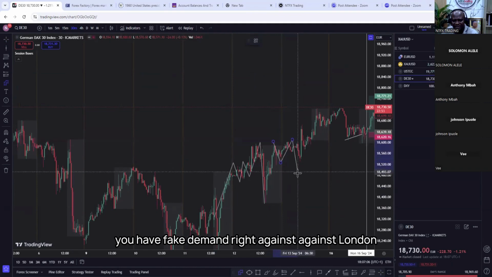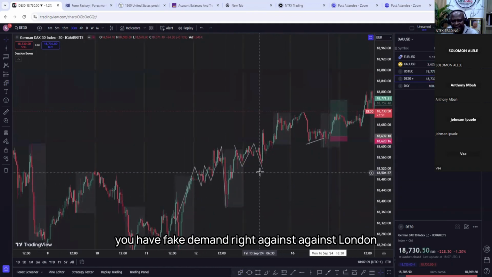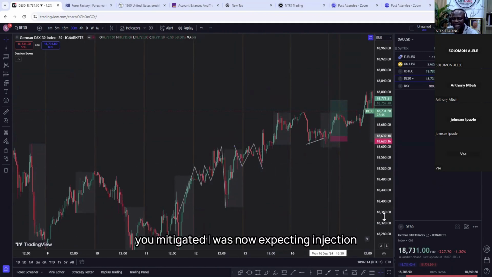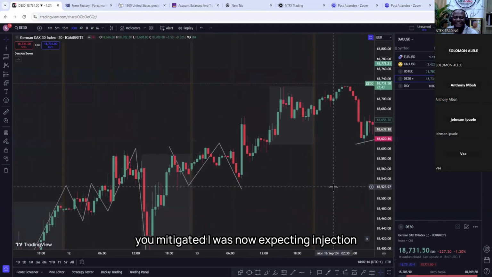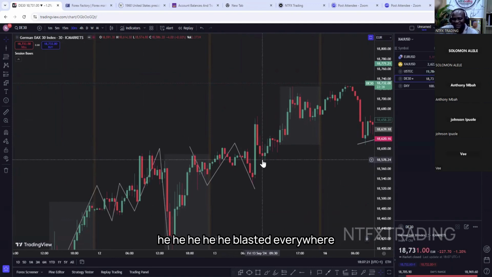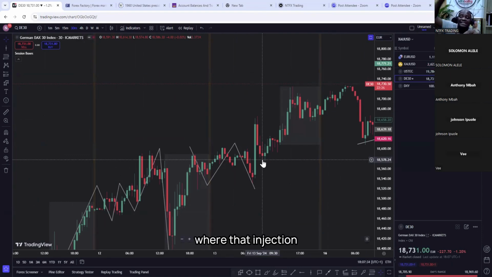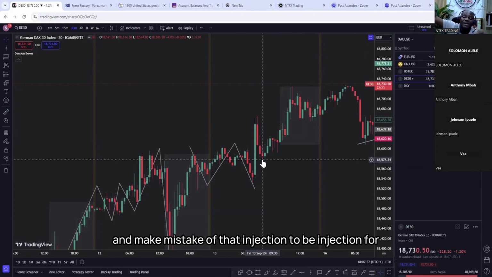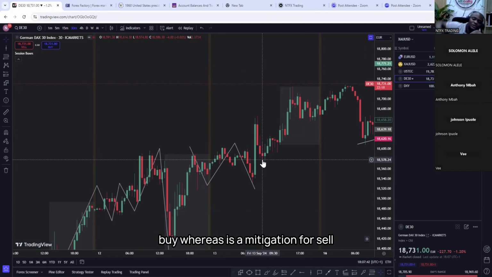You have fake demand, right? Against London, yes sir. You mitigated. I was now expecting injection. Do you see injection? It blasted everywhere. So after the injection blasts everywhere, in as much as you know that the level where you are is not a supply zone, don't make the mistake of treating that injection as an injection for buy, whereas it's a mitigation for sell.